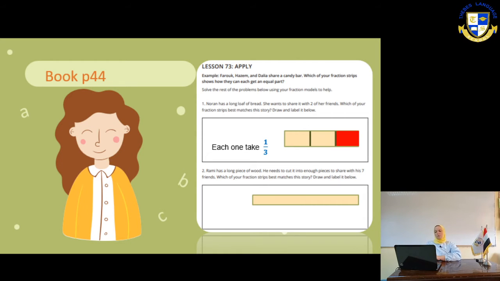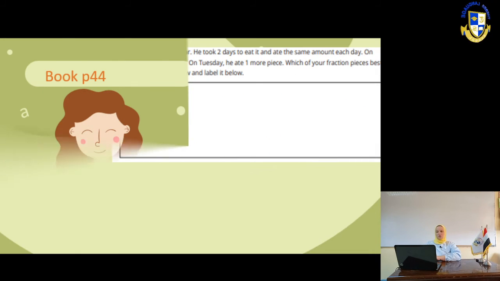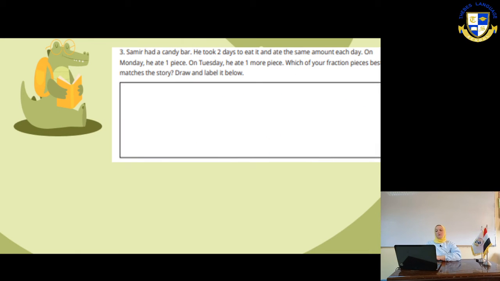We are going to draw a fraction strip and cut it into 8 equal parts. Okay, then shade 1 part. This 1 part is called eighths. So, each one will take an eighth. Now, in the next page, our number 3. Samir had a candy bar. He took 2 days to eat it and ate the same amount each day. On Monday, he ate 1 piece. On Tuesday, he ate 1 more piece. Which of your fraction pieces best match the story? Draw and label it below.